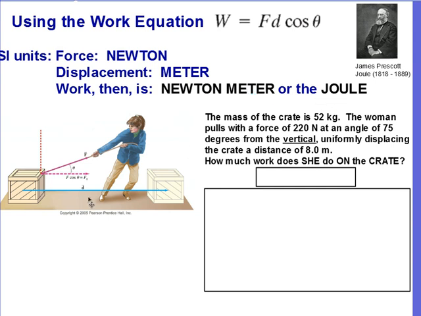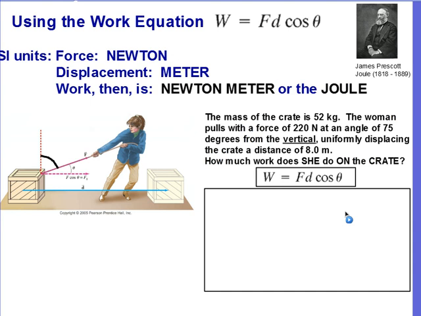So let's go ahead and compute the amount of work that she does as she pulls that crate along. Let's give it some numbers now. She's exerting a force of 220 newtons at an angle of 75 degrees from the vertical. Now I'm giving you this angle, not the angle between F and D. That becomes important in the equation. She moves the crate 8 meters. So how much work does she do on that crate?